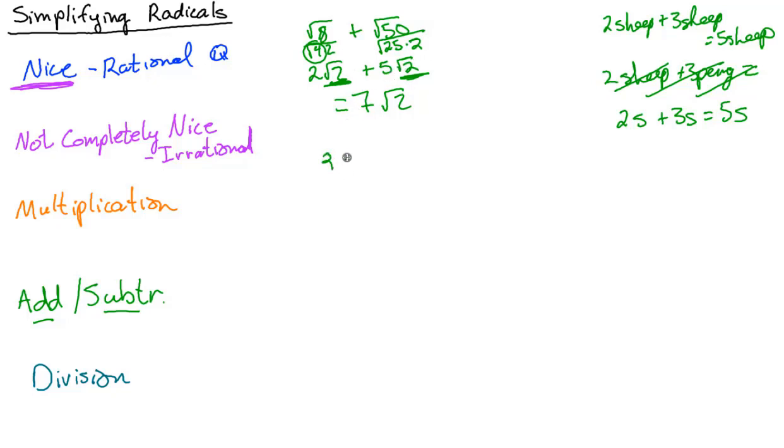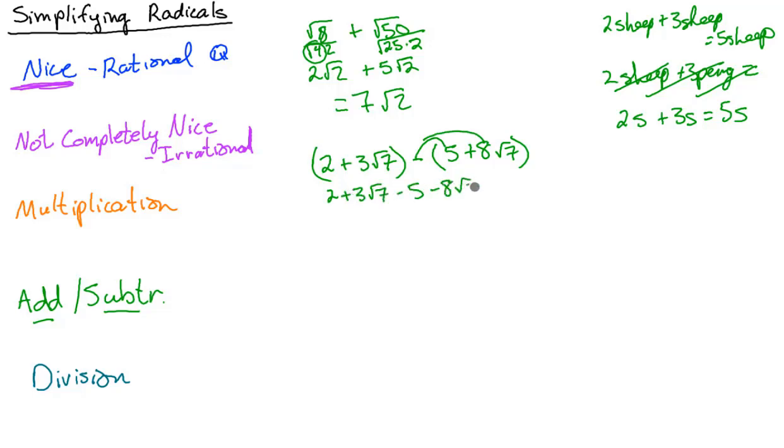So if we have something like 2 plus 3 square roots of 7, and we subtract the irrational number 5 plus 8 square roots of 7, all we're going to be doing is combining like terms just like we did in polynomials. The negative will come in here, and we have 2 plus 3 square roots of 7 minus 5 minus 8 square roots of 7. And so the 2 and the 5 become a negative 3, and 3 minus 8, that's minus 5 square roots of 7. And that's exactly what we have right there.